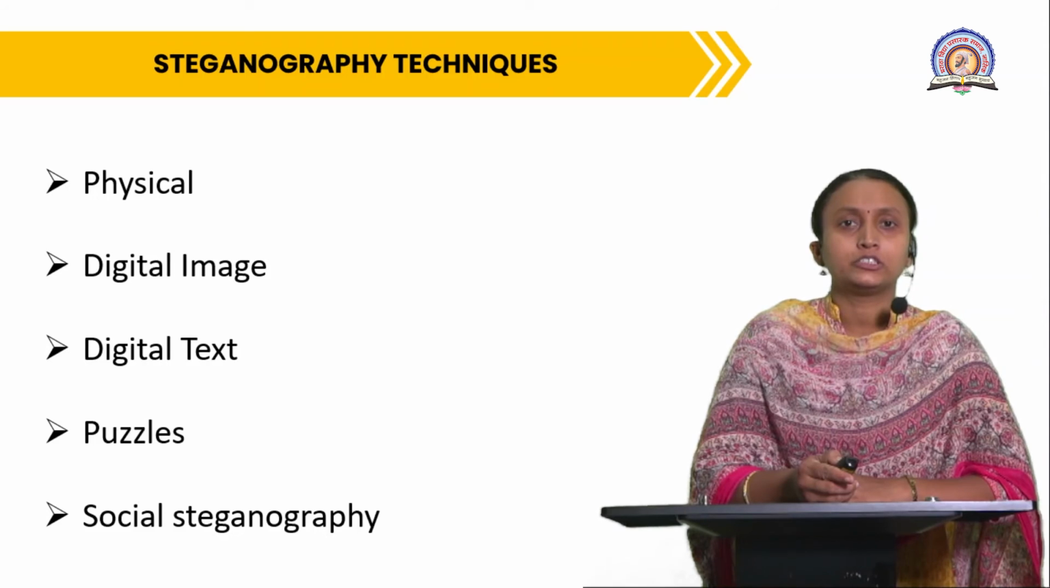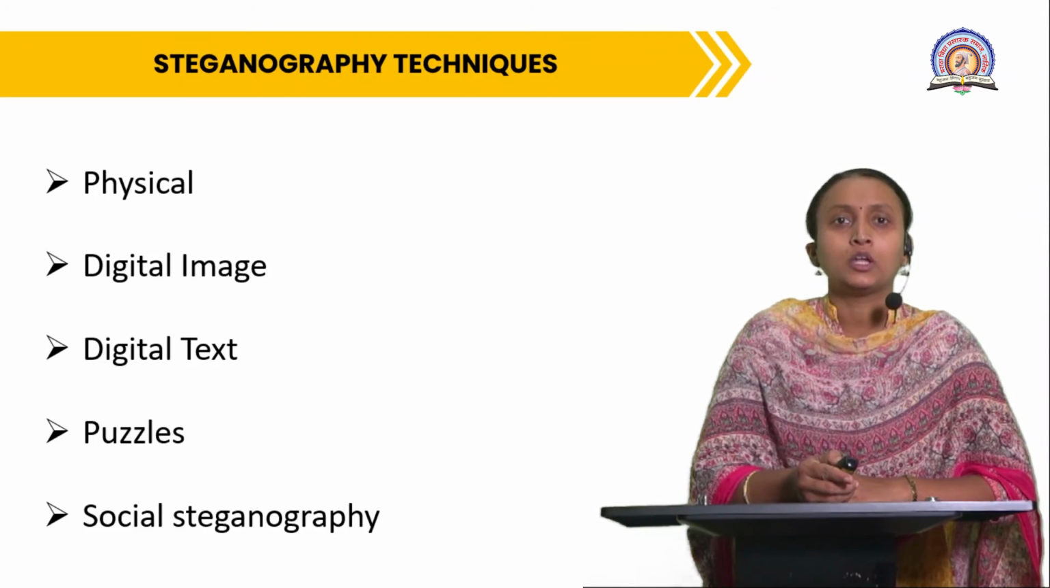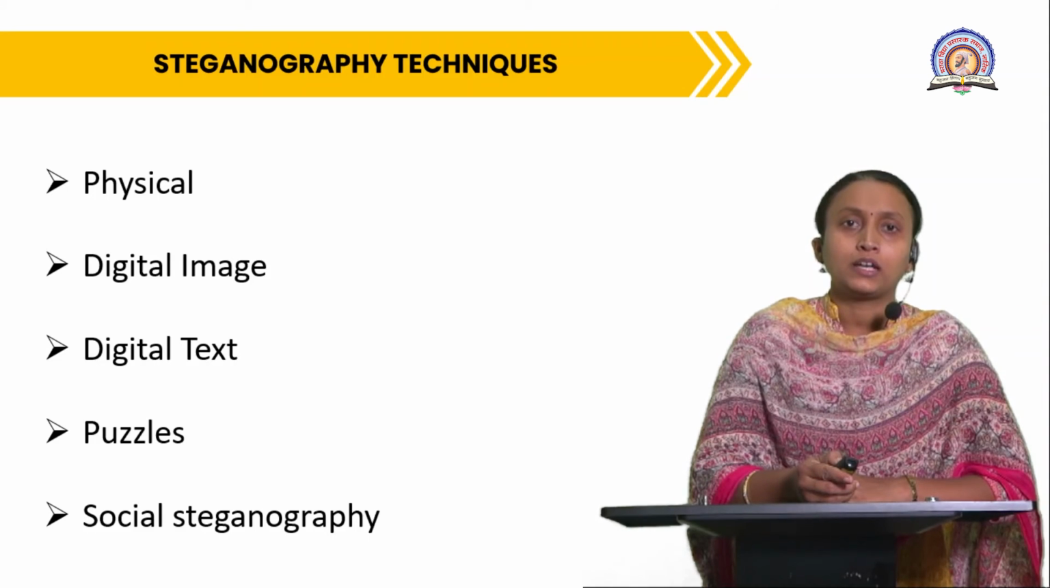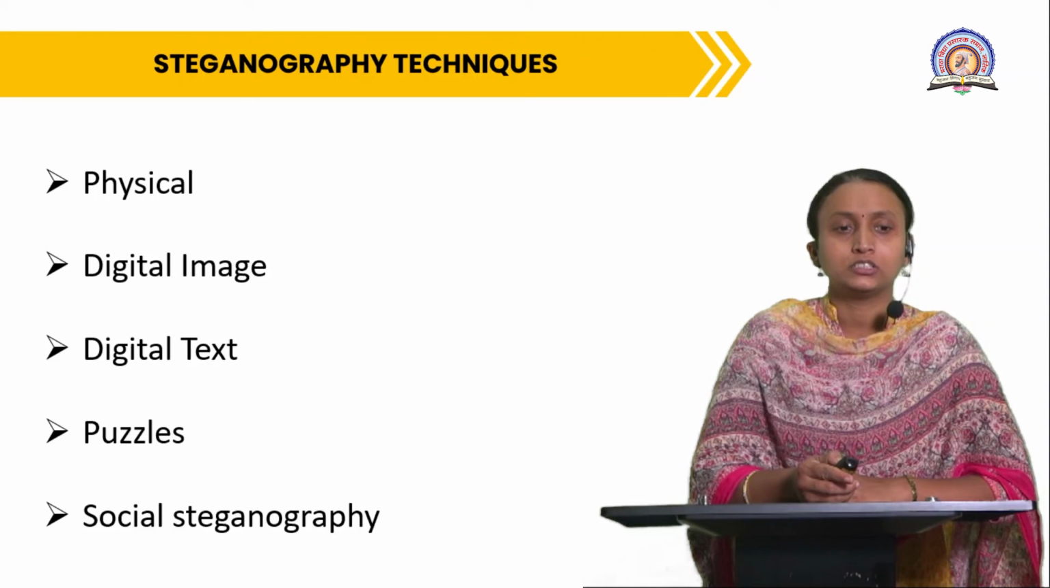Second one is the digital image, in which data is covered in the LSB of the image. Means the hidden message is stored in the noisy LSB bits of a digital message or digital image. The third one is digital text, in which Unicode or ASCII code is used for conversion from one text to another text. After that, we can use puzzles like Sudoku for transferring the message, and also we can use social steganography.